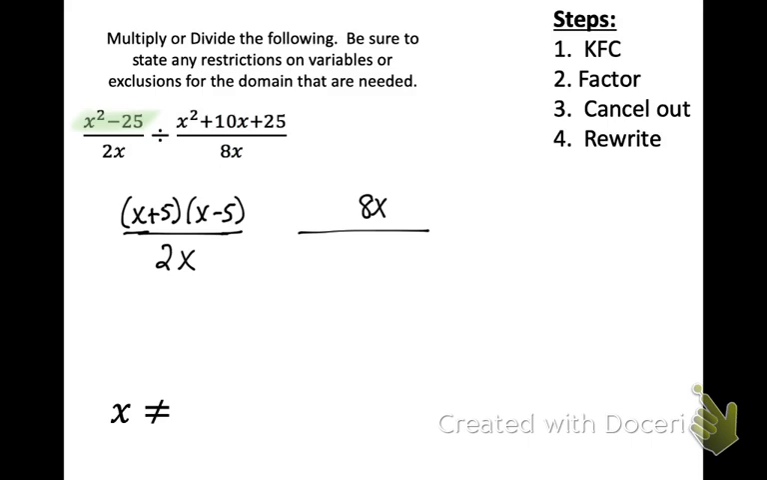If I factor this trinomial, I'm looking for what multiplies to 25 and adds to 10. It's going to be x plus 5 and x plus 5. And change to multiply.